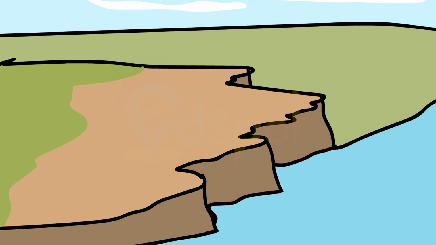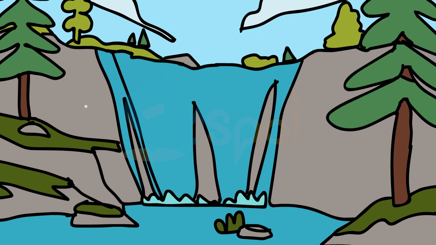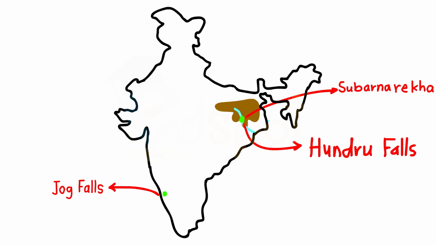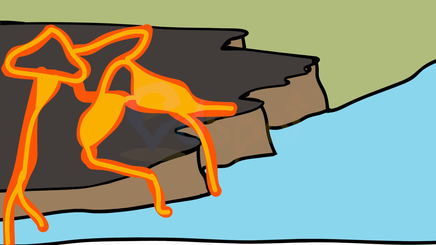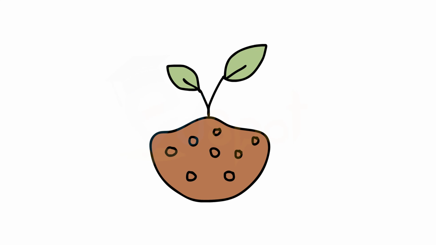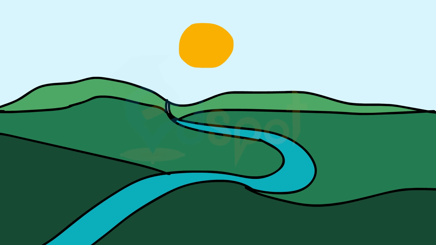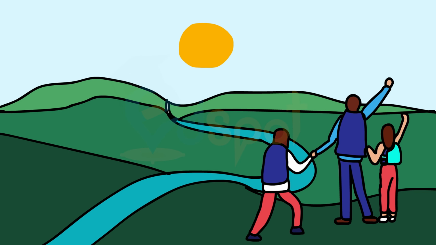In plateau areas, there may be several waterfalls as the river falls from a great height. In India, the Hundru Falls in the Chota Nagpur Plateau on the river Subarnarekha and the Jog Falls in Karnataka are examples of such waterfalls. The lava plateaus are rich in black soil that is fertile and good for cultivation. Many plateaus have scenic spots and are of great attraction to the tourists.